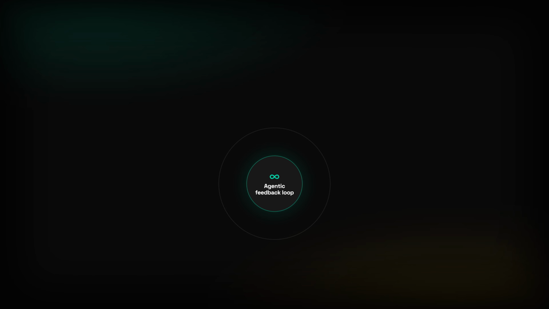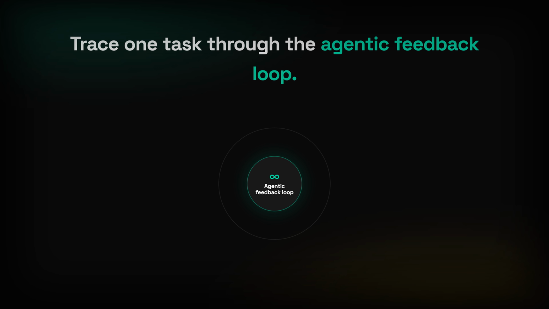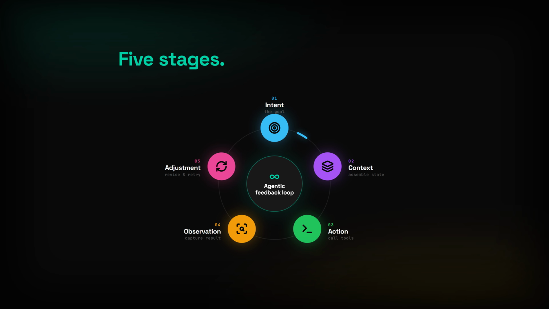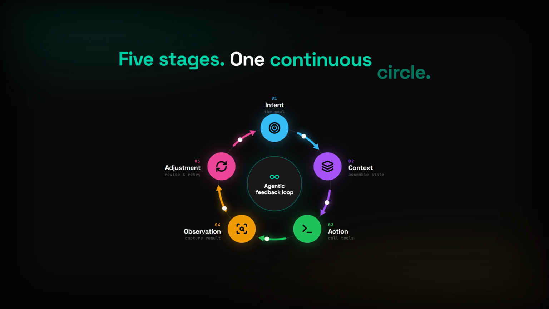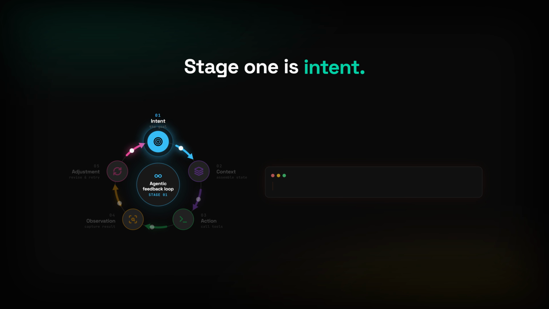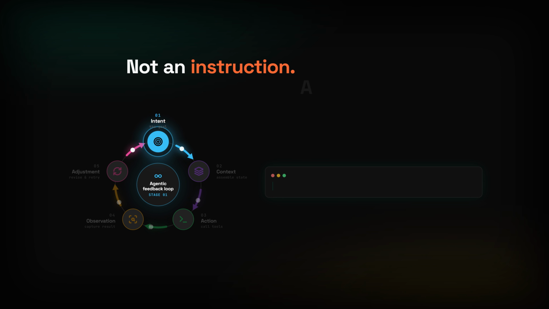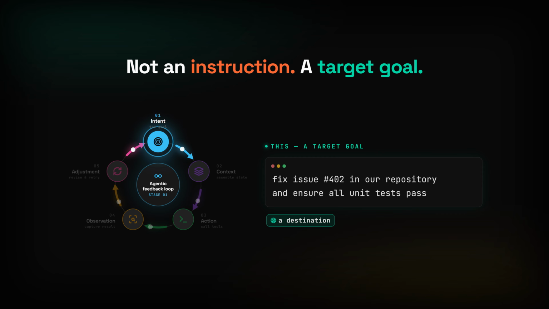To understand how loop engineering works in practice, let's trace a single task through what engineers call the agentic feedback loop. Focus on the flowchart, and follow along through the 5 distinct stages that execute sequentially in a continuous circle. Stage 1 is intent. Instead of giving the model a micro-instruction like write a Python function to parse a JSON file, you supply a target goal. For example, fix issue number 402 in our repository and ensure all unit tests pass.